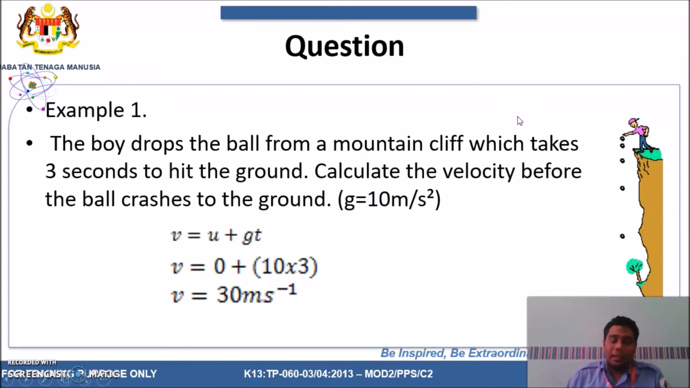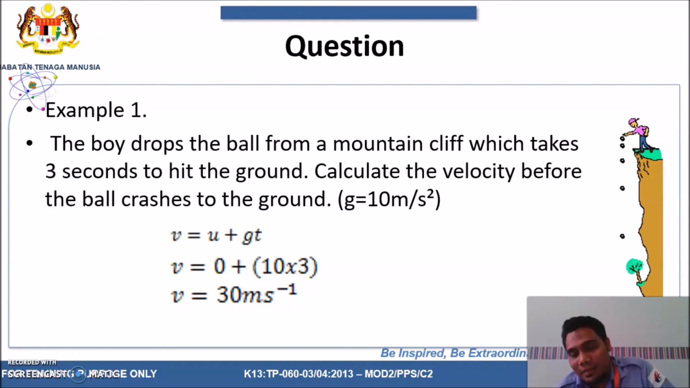Okay, example question for free fall. The example you can see in the slide ataupun dalam unit textbook pun ada. The boy drops the ball from a mountain cliff. Seorang budak jatuhkan bola daripada hujung sebuah gunung, which takes 3 seconds to hit the ground. Yang ambil masa 3 second untuk hit the ground. Calculate the velocity before the ball crashes to the ground.